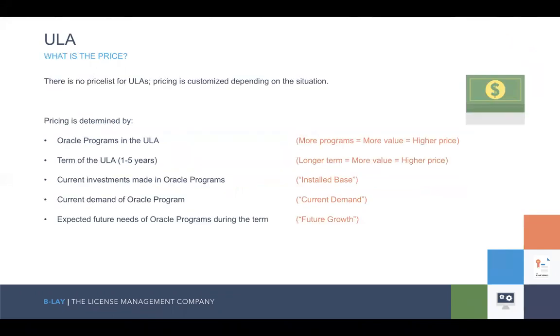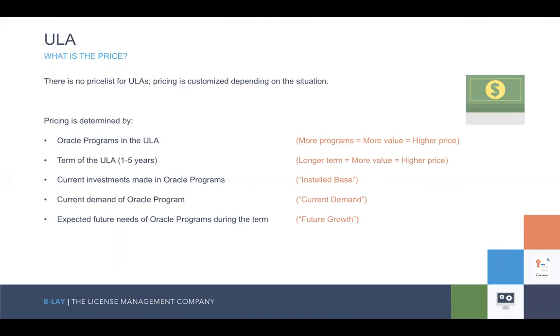Now, quite often I get a question from customers saying, Richard, what is the price of a ULA? What should we be paying for a ULA based upon this and this and this? First of all, it should be really clear that there is no price list for ULAs. There is always a black box calculation made by Oracle on what the pricing is going to be for a ULA.